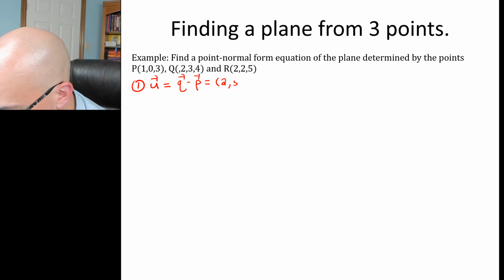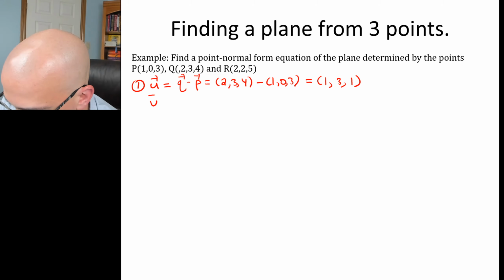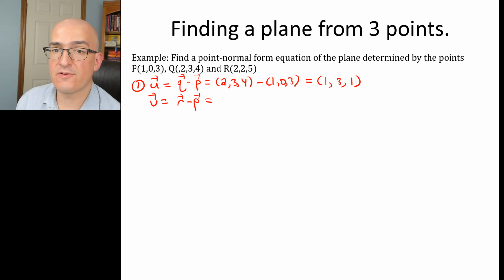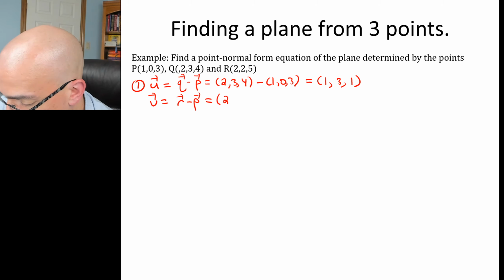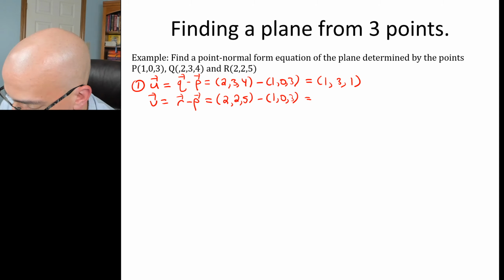So (2, 3, 4) minus (1, 0, 3). That is (1, 3, 1). Then v, the other direction vector, I'll say is little r minus p. And you can do it in the other order, p minus r. Or you could do r minus q. It makes no difference. I'm just going to pick 2 pairs. So (2, 2, 5) minus (1, 0, 3). So I get (1, 2, 2).